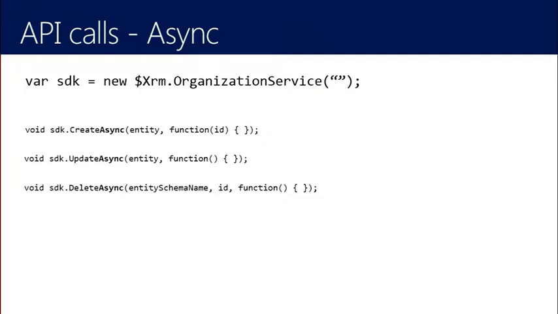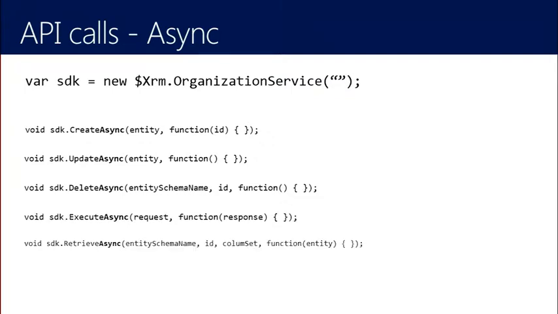We have delete as well, very similar. Execute gives you back a response. And then retrieve multiple. Now, I forgot to put two other methods in there. We've also done associate and disassociate. So now the library is complete. So let's have a look at a demo.